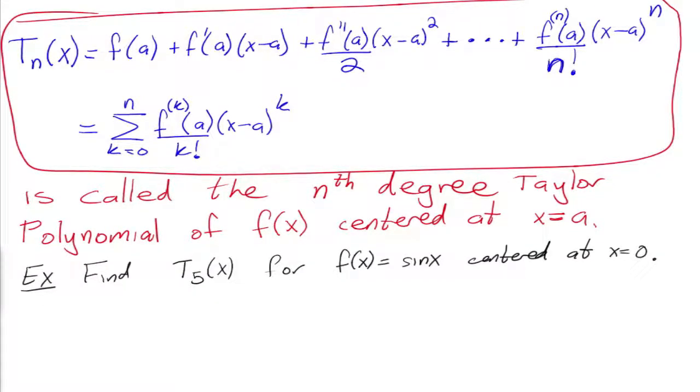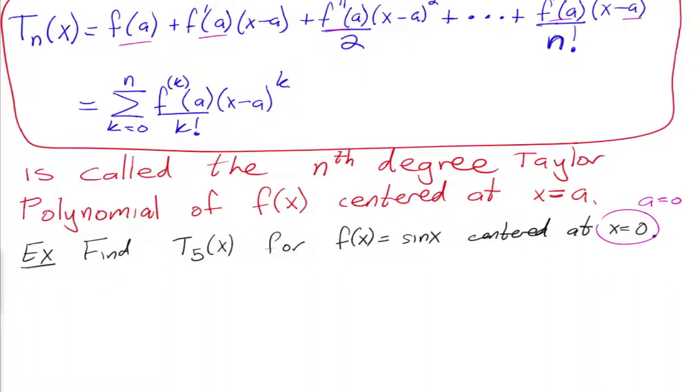Okay. So what do we need? Well, we need the function and the derivatives, right? And then what is a in this case? In this example? 0. So a is equal to 0. So I have my function, and I'm going to need up to what derivative? Fifth derivative, right? So let's do that. So we'll find all 5 derivatives.